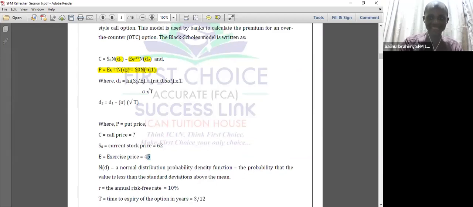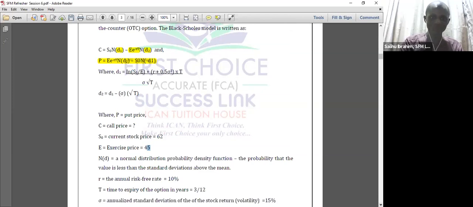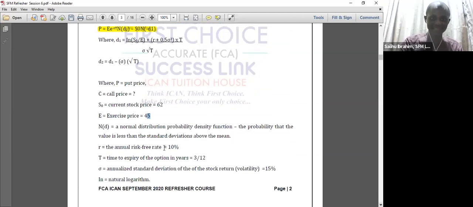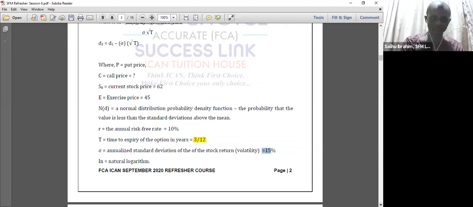Now, forget about ND first. We are not there yet. The risk-free rate is 10%. The time to expiry is 3 months. Can you see that? I took the equivalent amount in years. So 3/12 is going to give me 0.25 years. So you have to express it in number of years, not months, please. Now, standard deviation is 15%.